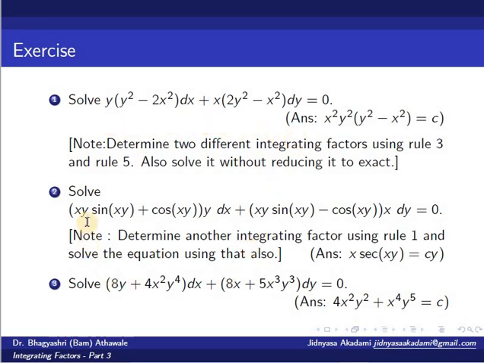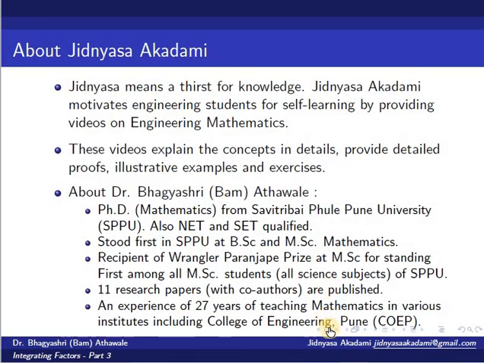The second one, clearly it is a function of xy into y plus a function of xy into x. So, rule 4 is applicable, but still rule 1 is also applicable. So, find the integrating factors and try to solve using both the methods, and the last one is also there. If you have any doubt regarding the exercise, you can mail me on my mail ID and you will get the guidance.